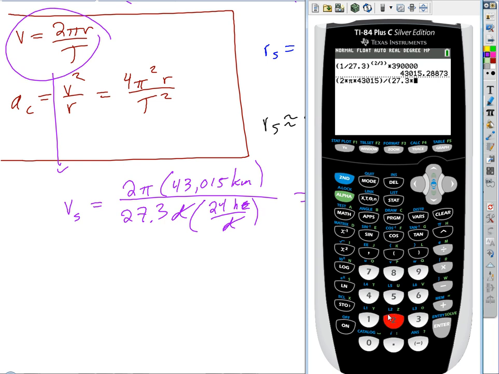27.3 times 24 gives us an answer of about 412.5 kilometers per hour. Oh, so that's pretty fast. Wait, the further away you go, honestly, the slower something goes. So that can't be right. That absolutely can't be right. What's it supposed to be?